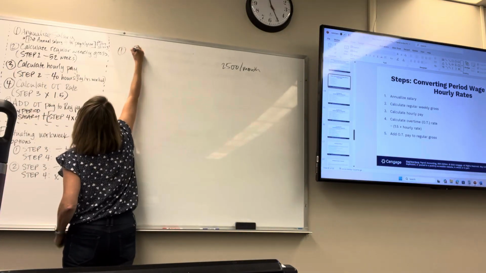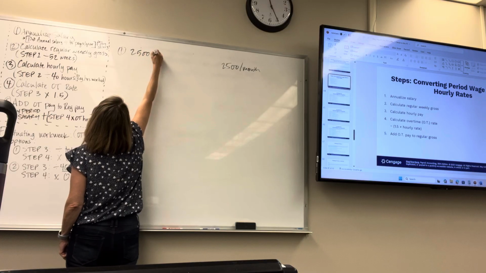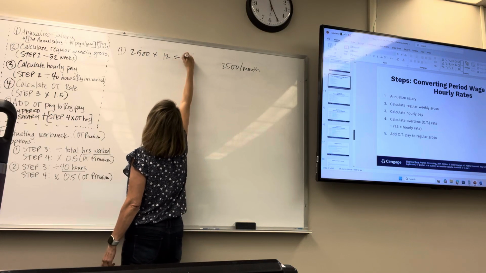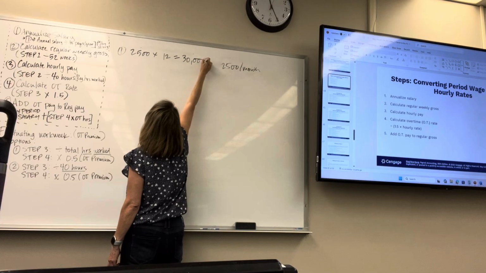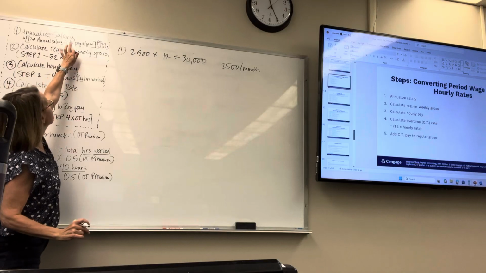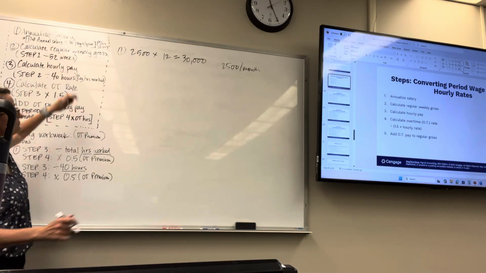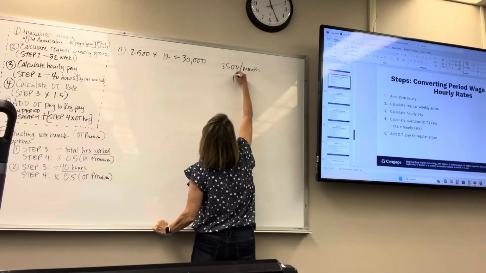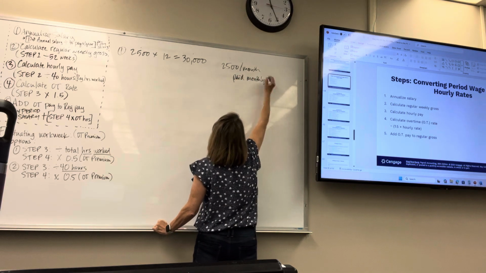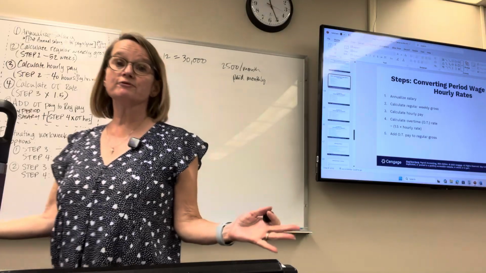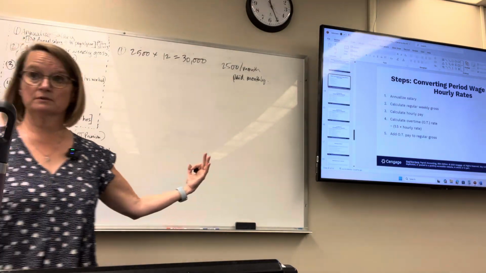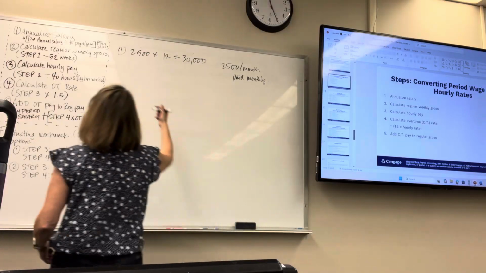So step one, we would take the $2,500 times 12 months to get $30,000. We've annualized their salary. Don't pay any attention to this part here. If they're paid monthly, that means normally, if they didn't work any overtime, their gross paycheck is going to be $2,500 every month.